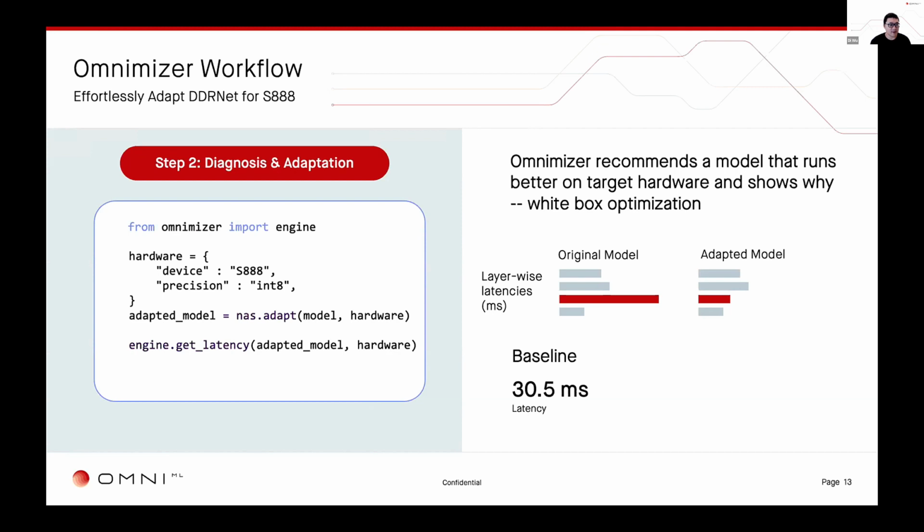And that step alone, and then we can validate the latency with these same APIs as before. And the adapted latency now becomes 7.4 millisecond, achieving 4x speed up. And then we can train the adapted model separately and validate the accuracy loss.